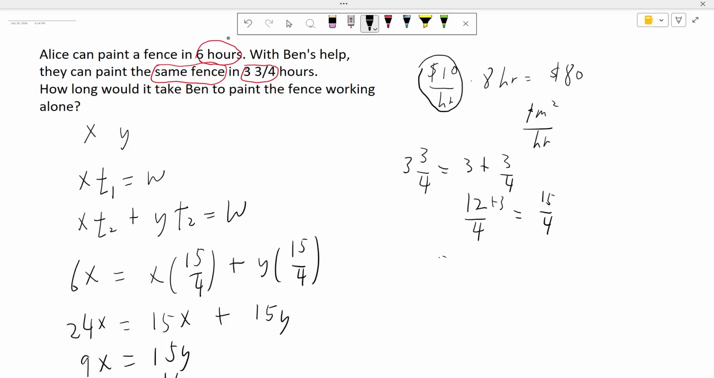And that makes sense because Alice can paint the fence in 6 hours, but with Ben's help, the hours haven't been cut down to half, which would be 3 hours, but it's a little bit more than 3 hours, almost 4 hours. So that implies that Ben is working a little bit slower than Alice.